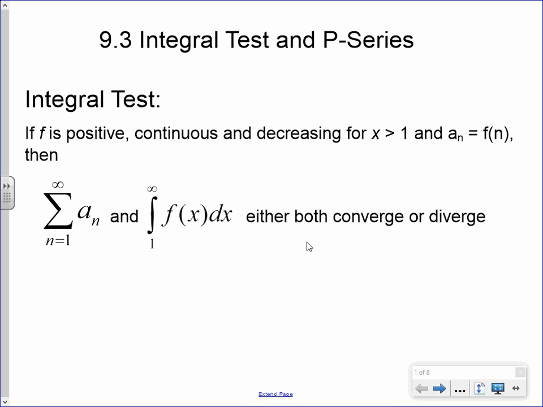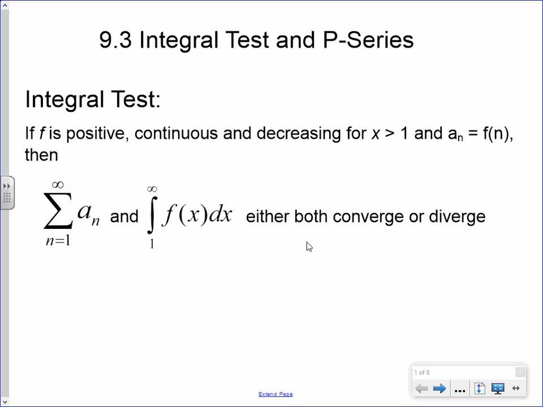So positive is our function above the x-axis. Continuous. Do we have any breaks? Decreasing. Is it decreasing? Derivative negative. So if our improper integral converges, then so does the infinite series. Same thing with divergent. If this diverges, then this is also going to diverge. They both do the same thing.